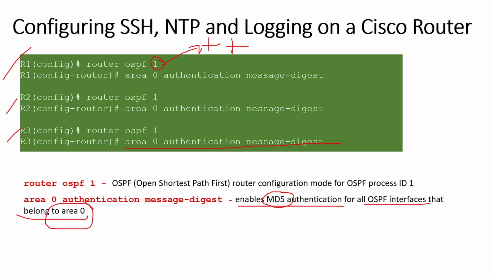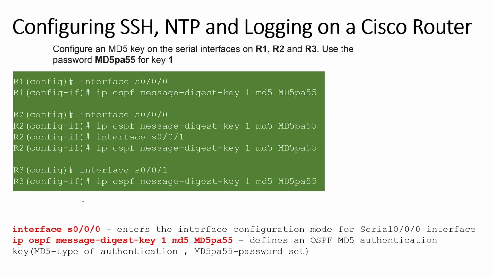The next commands that you will be entering on the routers: we will configure an MD5 key, a crypto key, on the serial interfaces on the three routers and use this password for key number 1. So this command will enter the interface configuration for this serial interface.